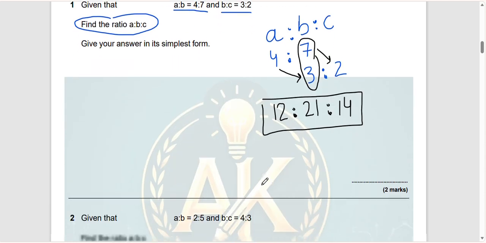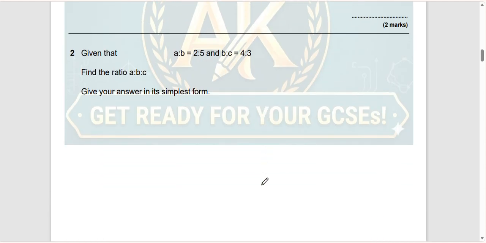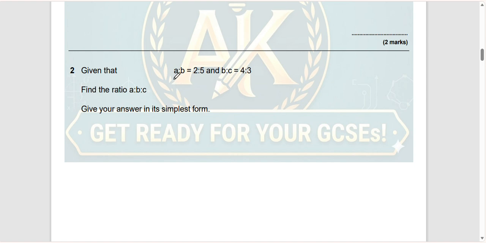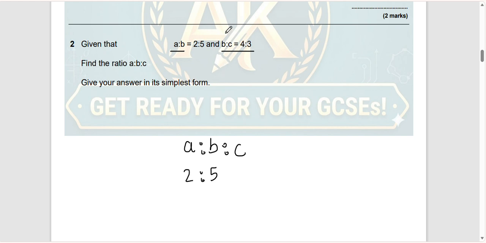Okay kids, let's move to question number 2. In question 2, he also gave me two ratios. Here I'm going to write A ratio B, and then B ratio C. So the A ratio is 2 and the B ratio is 5. The other ratio, B ratio C, is 4 ratio 3. I'm going to write B again here.